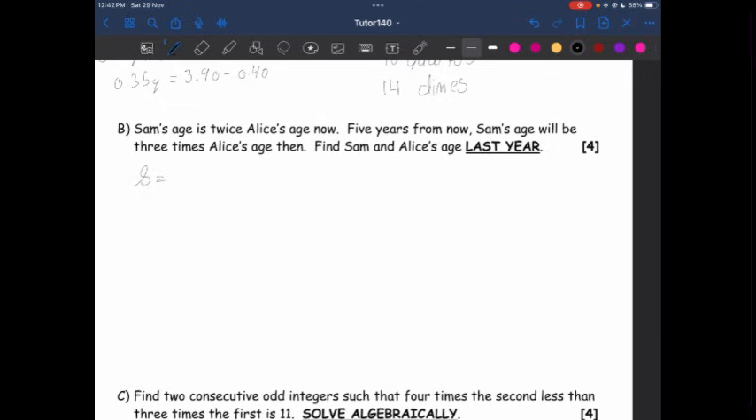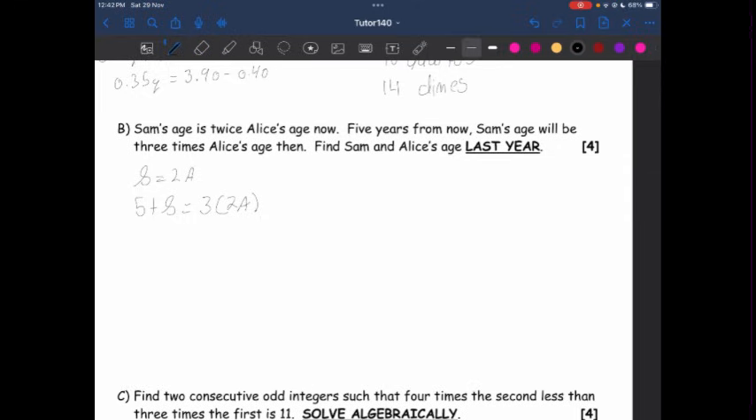So S is equal to 2 times A. So Sam's age is equal to 2 times Alice's age. Five years from now, so let's add 5 to S. Sam's age will be 3 times Alice's age then. Alice's age then was 2A. So now we want to find Sam's and Alice's age last year.